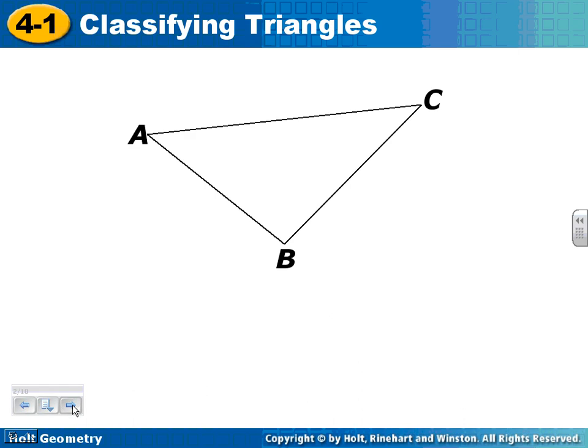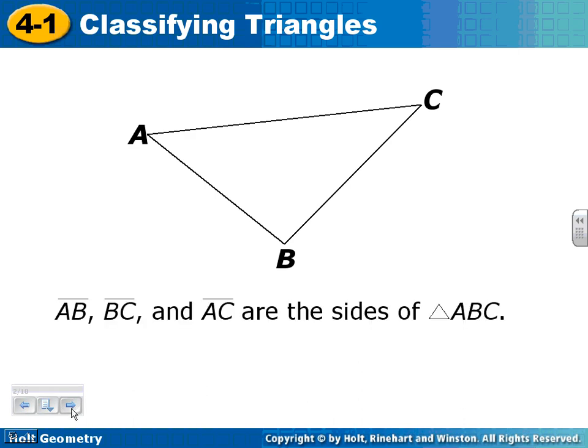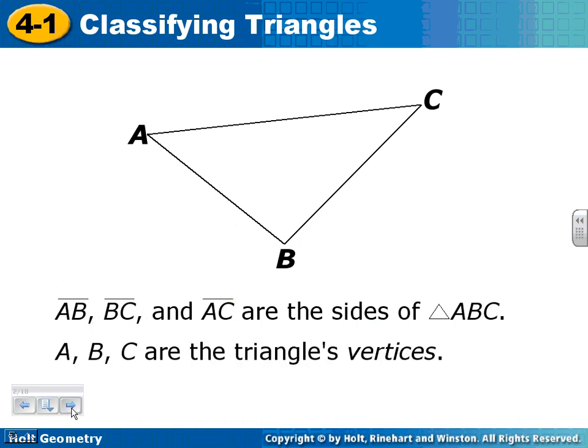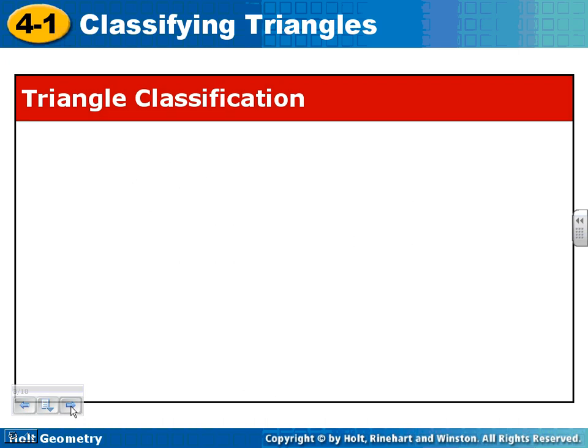Well, look at triangle ABCD. Please note that segment AB, segment BC, and segment AC, there's 1, 2, 3 of them, are the sides of triangle ABC. If I keep going, A, B, and C, now these 3 points are the triangle's vertices. So make sure you have that word memorized, vertices. All right, let's classify them. Triangle classification.